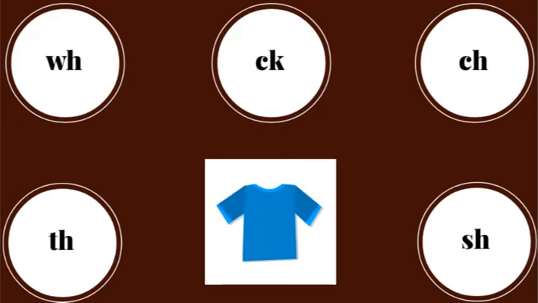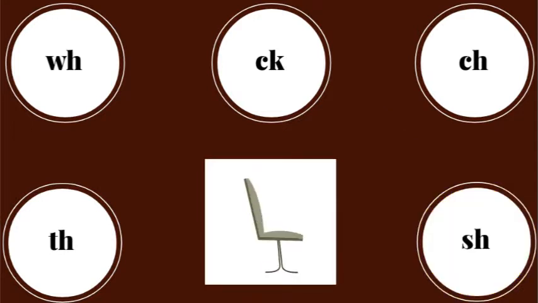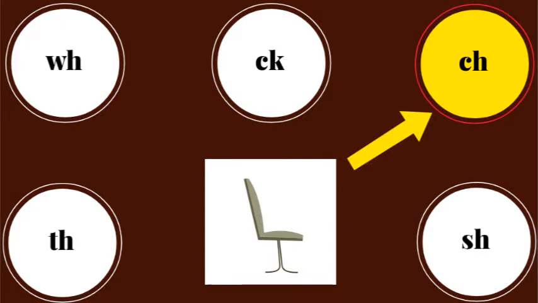That is a shirt, and the digraph is sh, so it has the SH digraph. Super duper. How about this one? Hey, those words rhyme. Super and duper. That is a chair, and that starts with ch, a CH digraph.